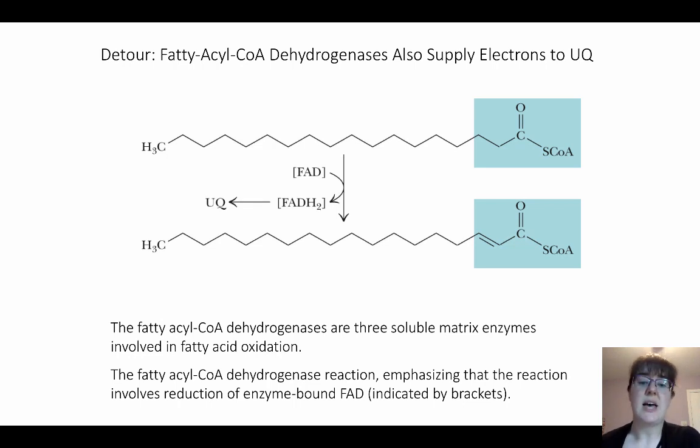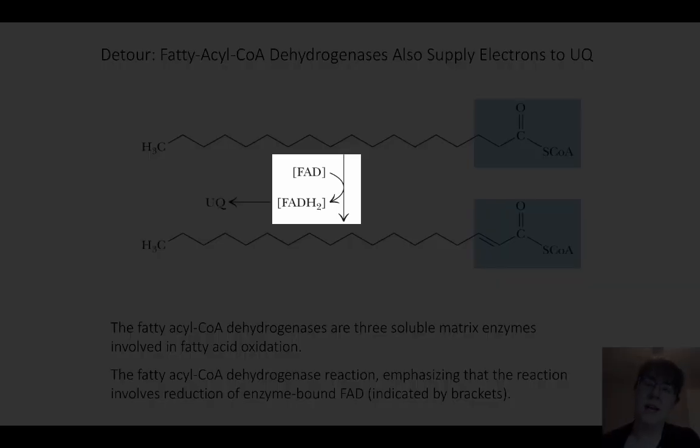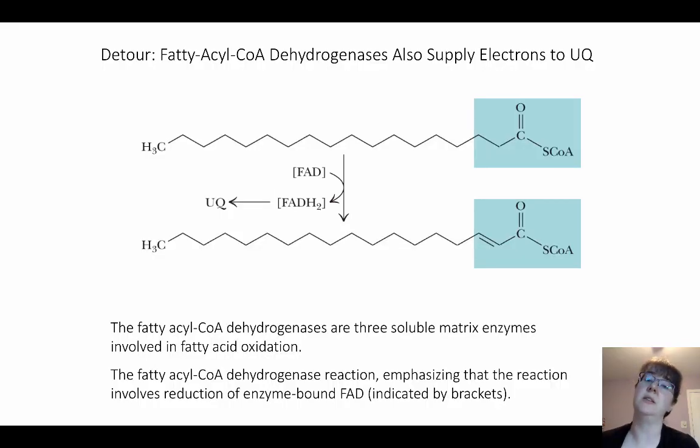And what's seen here is that dehydrogenase reaction. And again, emphasizing the fact that this reaction is going to involve reduction of an enzyme-bound FAD. So these are also flavoproteins. And just a reminder that that FAD is in brackets to show you that it is bound to the enzyme. And that is going to be what then supplies electrons to that ubiquinone pool.